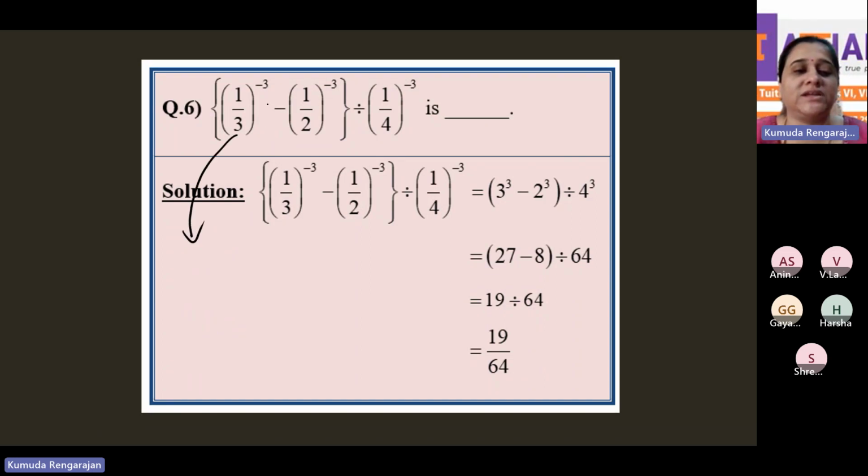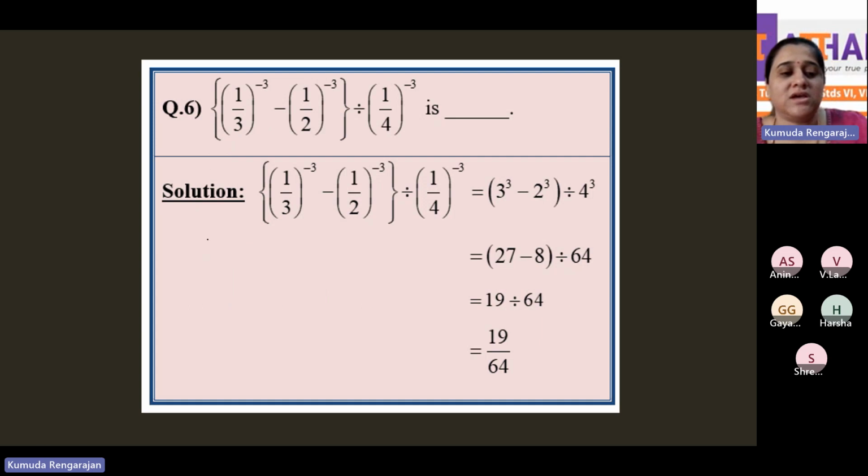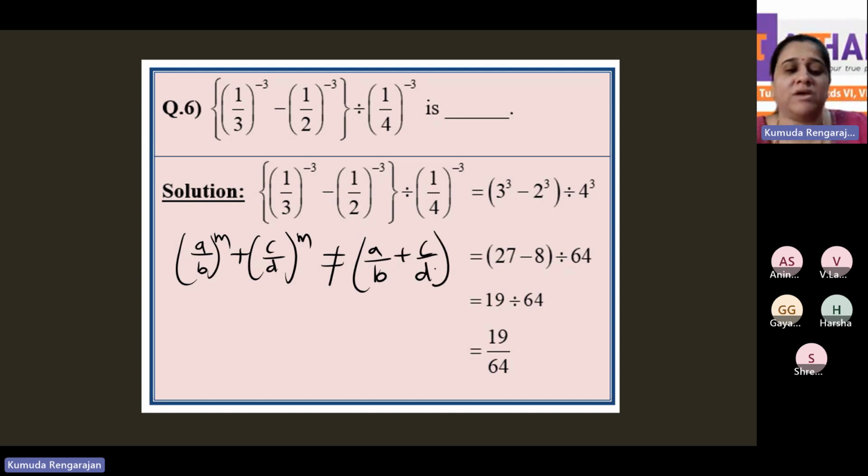So if the connecting sign was a multiplication sign, yes. Or if it was division also, you can write divide the bases and raise it to the same power minus 3. So that rule applies only for multiplication and division, not for addition, subtraction. a by b to the power m plus c by d to the power m is not equal to a by b plus c by d the whole power m. Whether it is plus or minus, it's not equal.